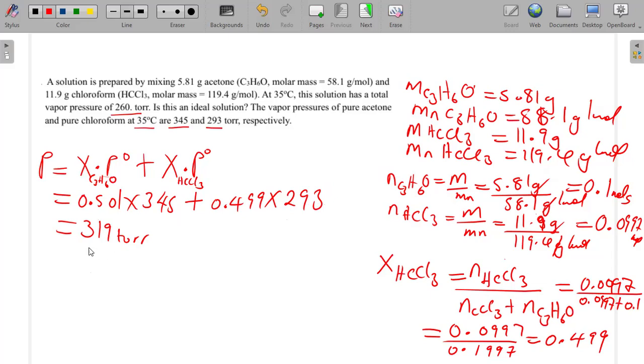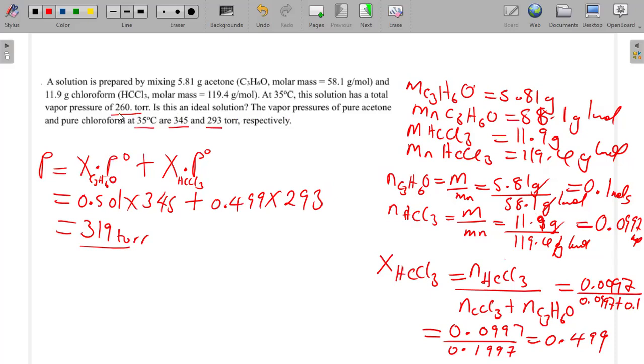So this is what we get from the pure vapor pressures of acetone, isn't it? So the total vapor pressure there, we're getting 319, isn't it? And we're being told that for the solution, what we are getting after mixing is 260.